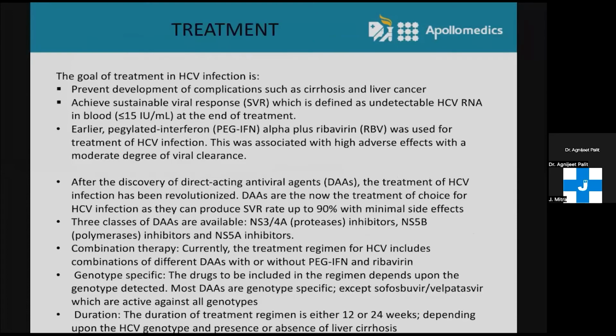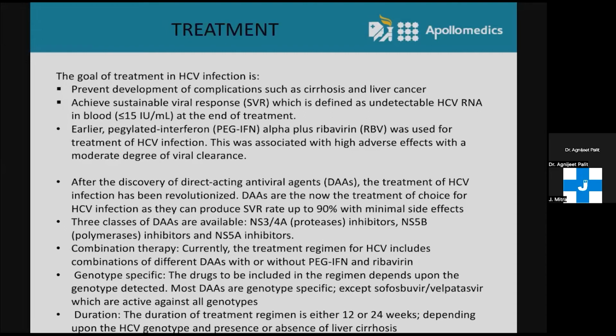Now, the goal of treatment in HCV infection, this is important. What should be our goal? In HCV infection treatment, the goal mainly is to prevent the development of complications, that is cirrhosis and HCC, and achieve a sustained viral response, which is defined as undetectable HCV RNA, less than 15 IU per ml, at the end of treatment. Earlier, the mainstay of treatment was pegylated interferon alpha plus ribavirin, but this was associated with high adverse effects and a moderate degree of viral clearance.